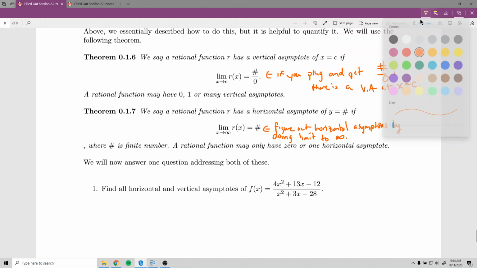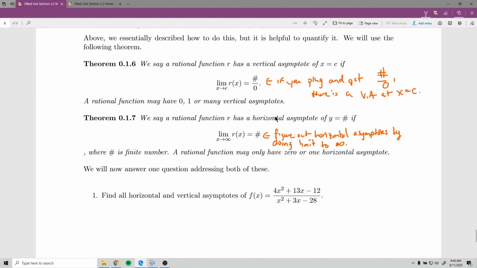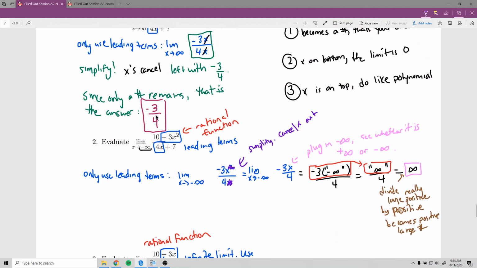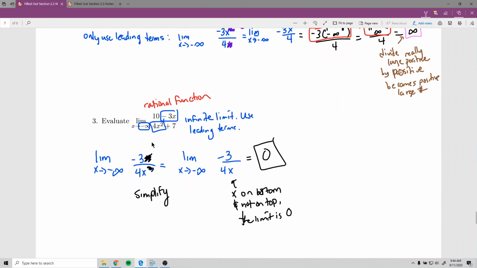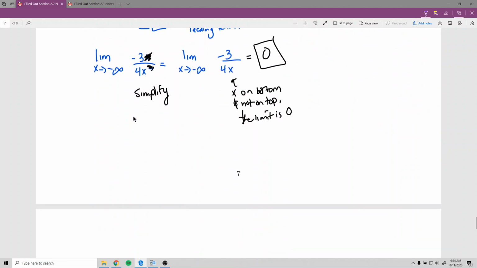And the important thing about a horizontal asymptote is that number must be finite. If we look back here, part A we got negative 3/4, part C we got 0. Those would be the horizontal asymptotes of these things. For part B, our limit was infinity. That means there is no horizontal asymptote for this one.